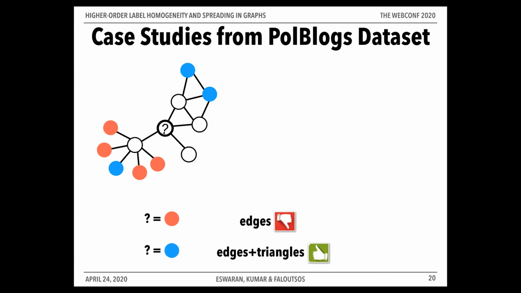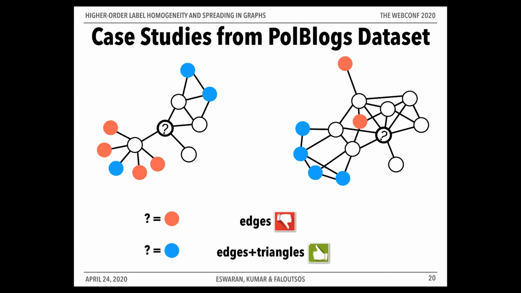On the other hand, when you use both edges and triangles for label spreading, you are able to see that even though there are fewer blue labeled vertices 2 hops away, they are connected by a tighter triangle structure, which can be used for correctly labeling this vertex as blue. And there were other examples as well where a similar thing happened.